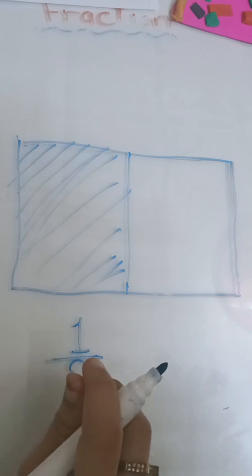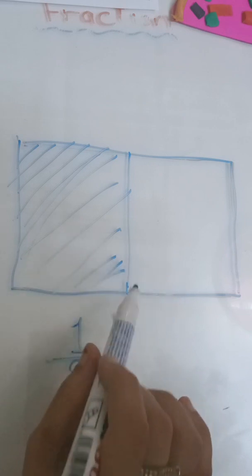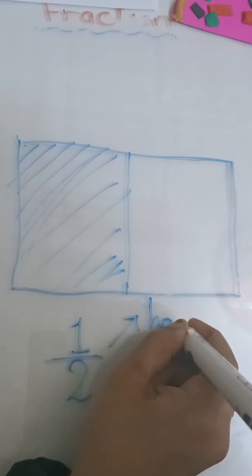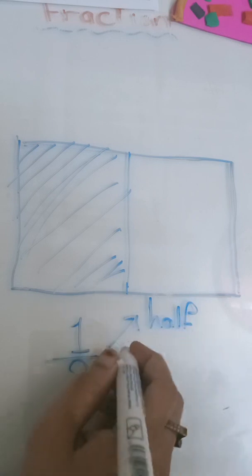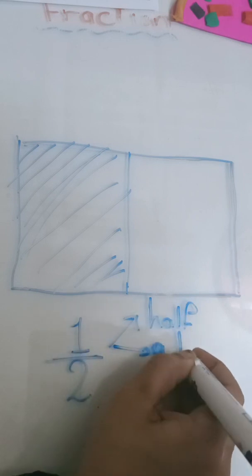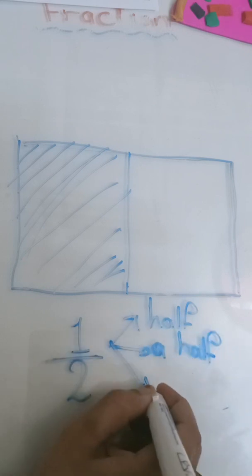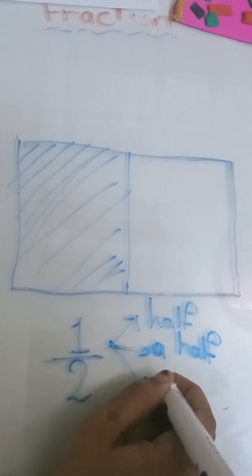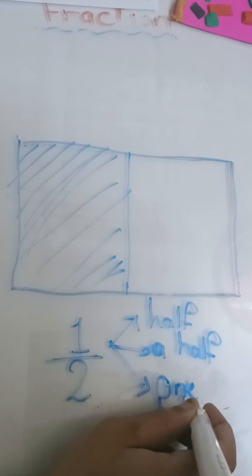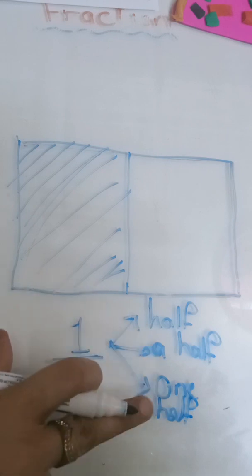Okay, if we have 1 out of 2 equal part, this is called what? Half, or a half, or 1 half. Okay, this is right and this is right and this is right.